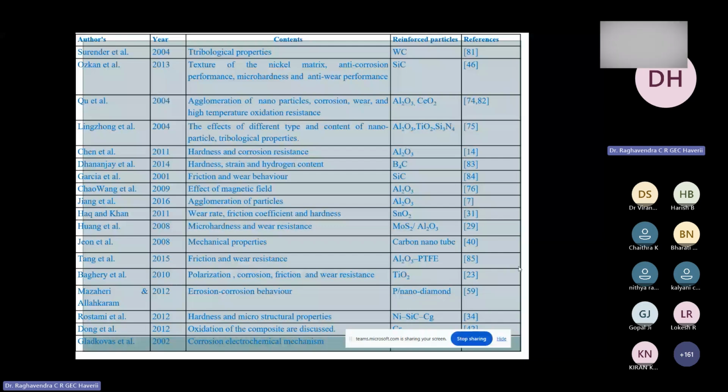The effects of the next one: Al2O3, titanium oxide, and nitrides are also used for tribological properties, and many other particles have been used.